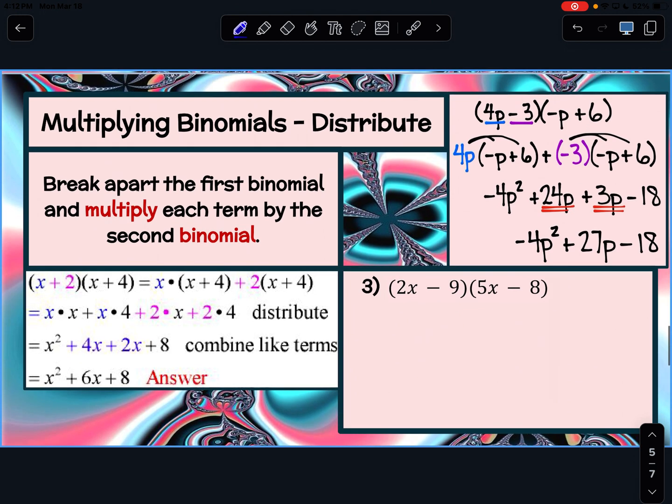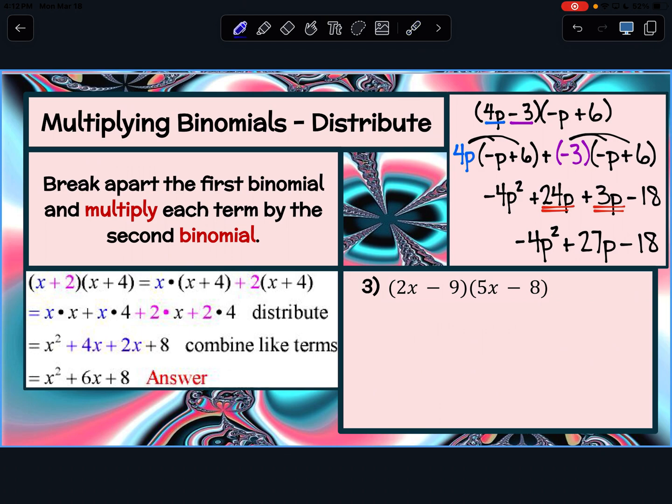Now we're going to look at a different way, which is using the distributive property. And what we're going to do here is you break apart the first binomial and multiply each term by the second binomial. So here I have x plus 2 times x plus 4. I take that blue x times x plus 4, and then that pink 2 times x plus 4. And then we're going to distribute and combine like terms.